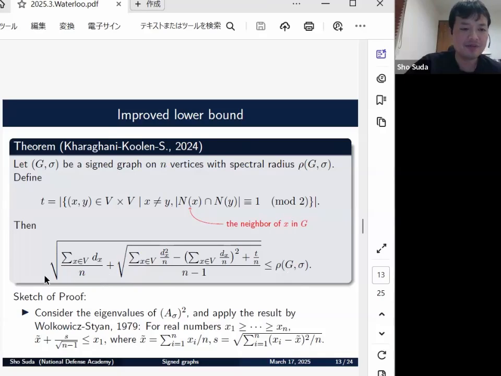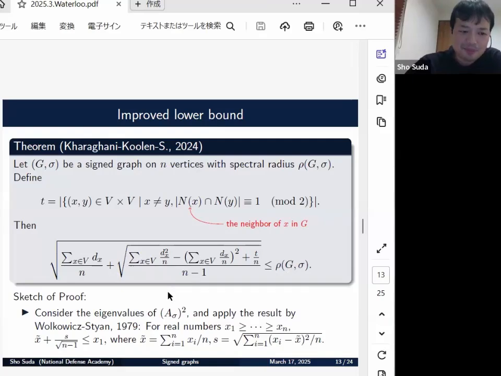And inside of the first square root, the first term is exactly the same as Gregory's one, but the second term is a square root inside of the square root. So this value is certainly non-negative. So this inequality is better than Gregory's one.